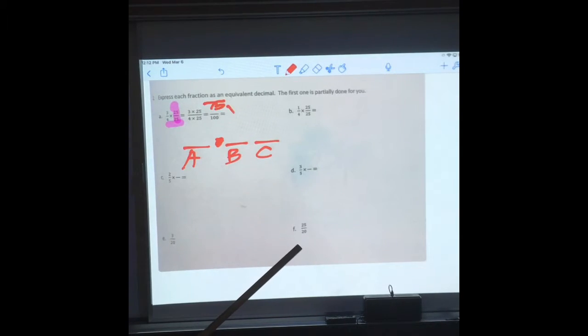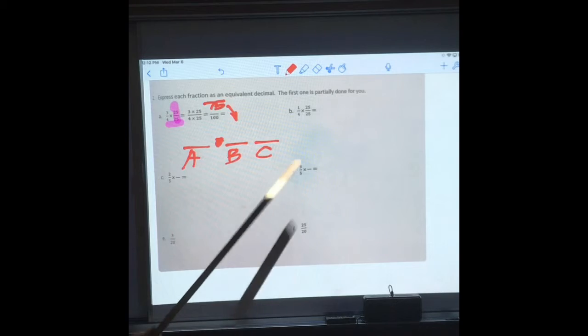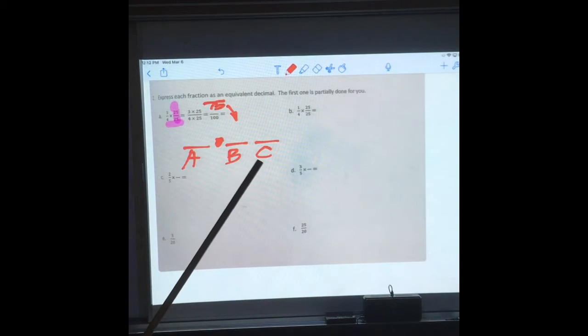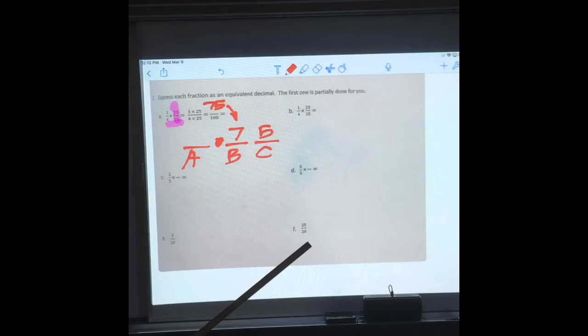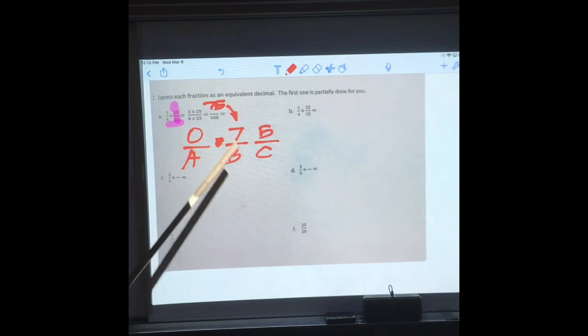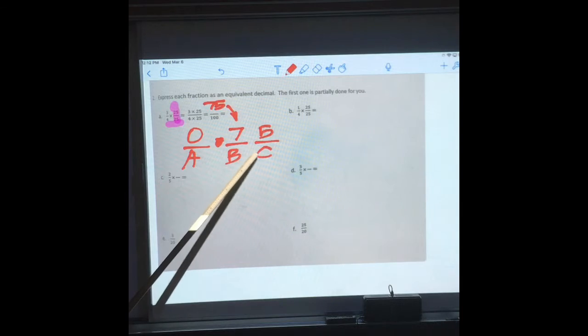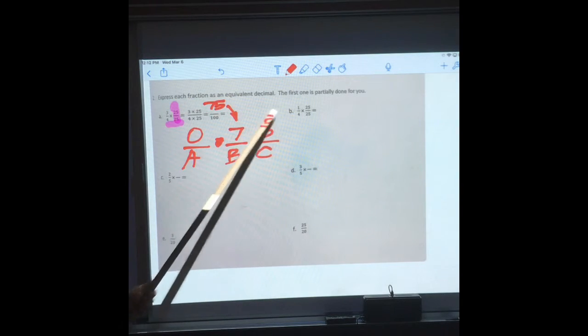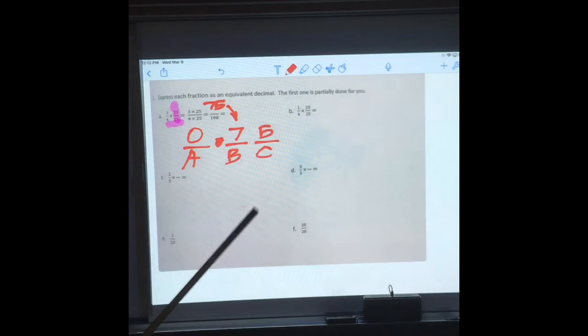So we could now put this in. I'm going to put the 5 because that's over 100, right? So that goes here, 7 goes here, and the 0 goes here because I don't have any holes, right? So 75 over 100 equals 0.75. Does that make sense? So I can now turn it into a decimal, an equivalent decimal.